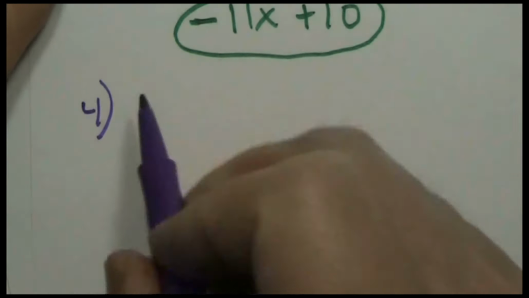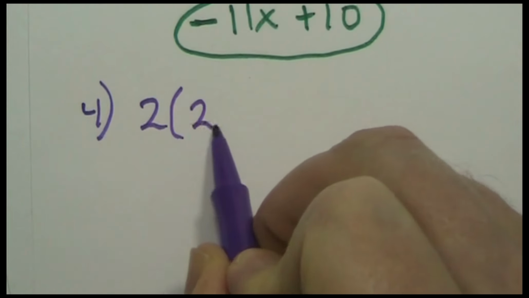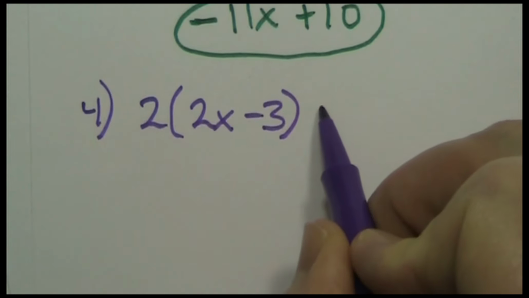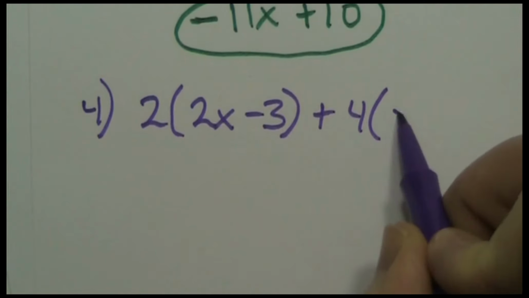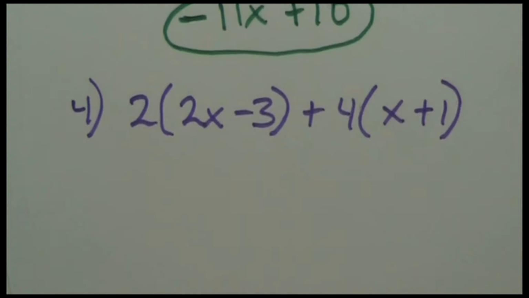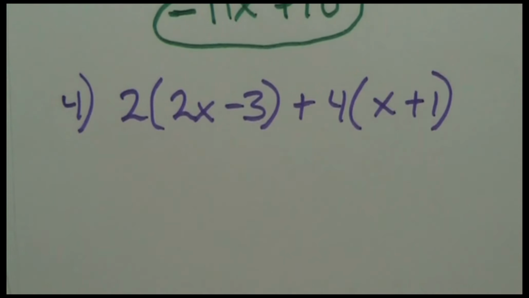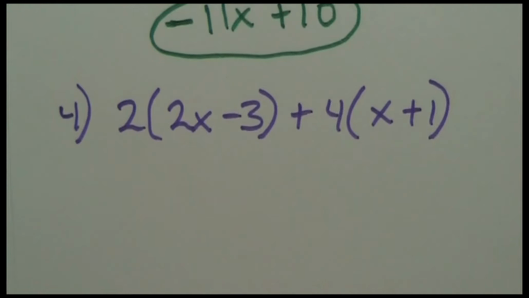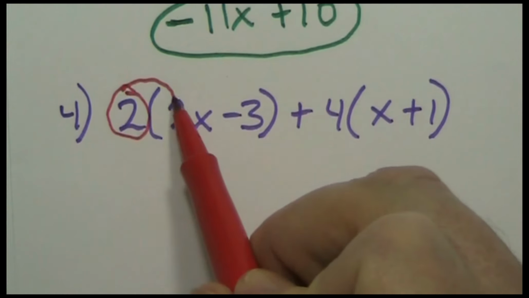Okay, number 4, we have 2 parentheses 2x minus 3 plus 4 times x plus 1. All right, so kind of long. There's actually 2 times you use distributive property. And so we want to do that first. So the outside times each number inside.